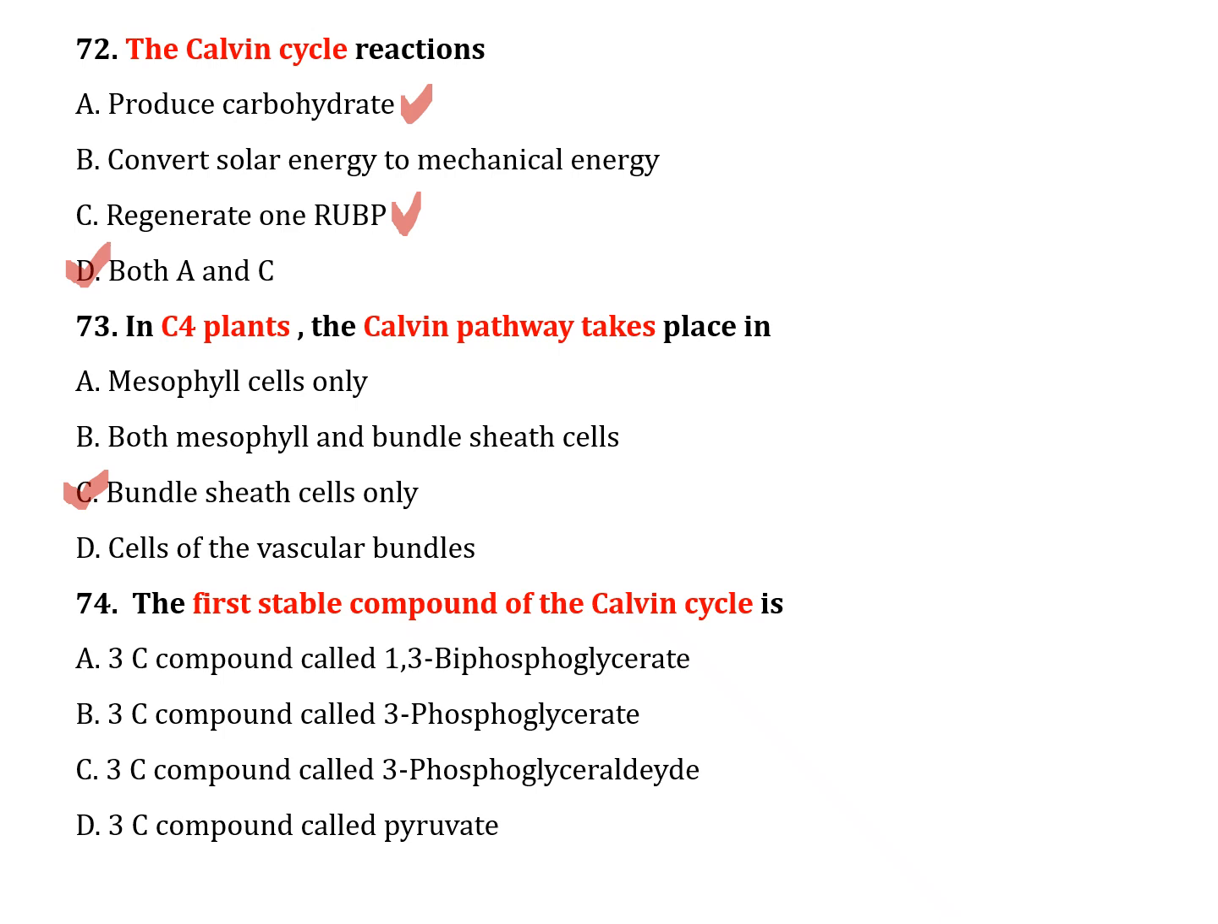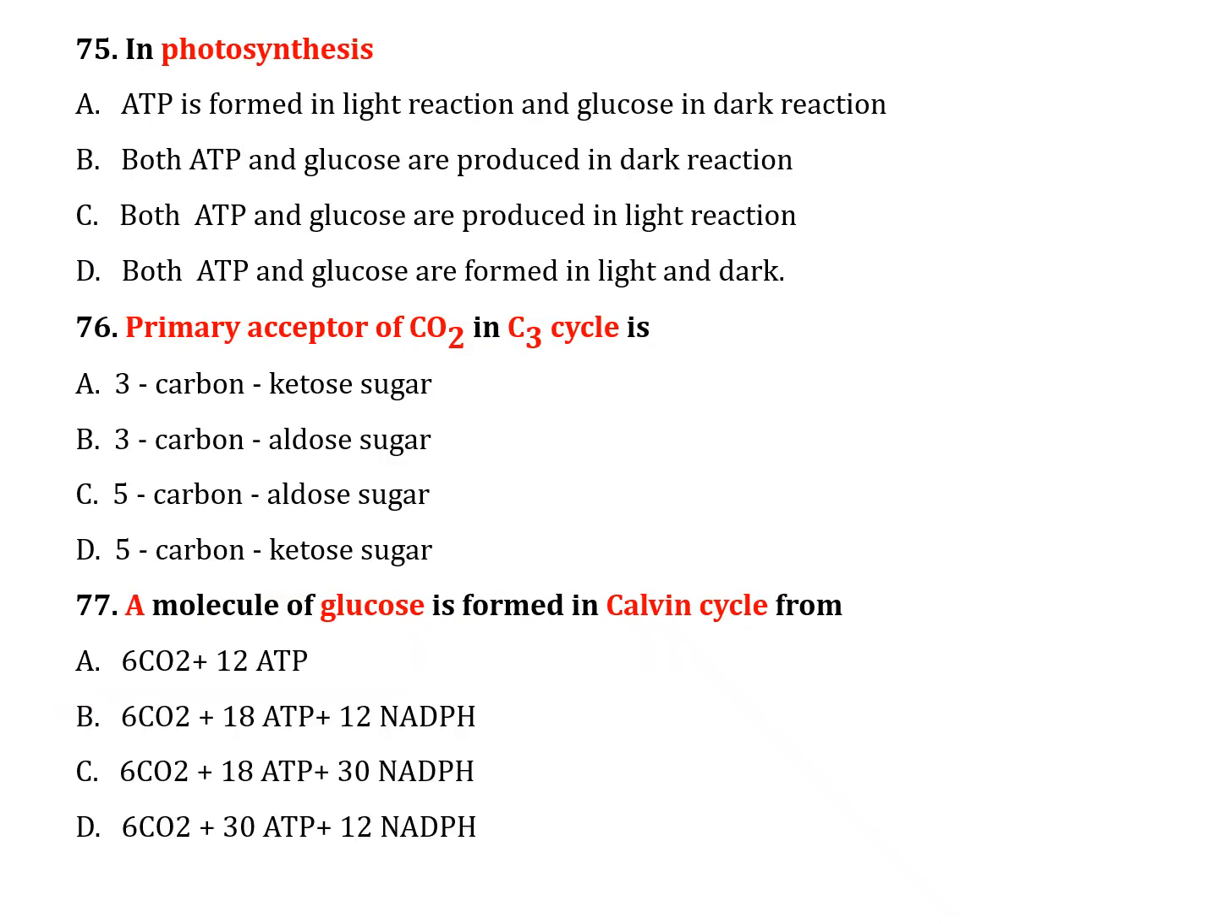The first stable compound of the Calvin cycle is option A 3 carbon compound called 1,3-bisphosphoglycerate. Option B 3 carbon compound called 3-phosphoglycerate. Option C 3 carbon compound called 3-phosphoglyceraldehyde. Option D 3 carbon compound called pyruvate. The correct answer is option B, 3 carbon compound called 3-phosphoglycerate or 3-phosphoglyceric acid. The next question number 75.